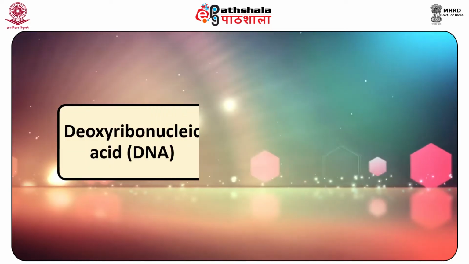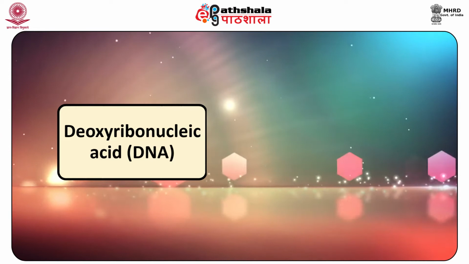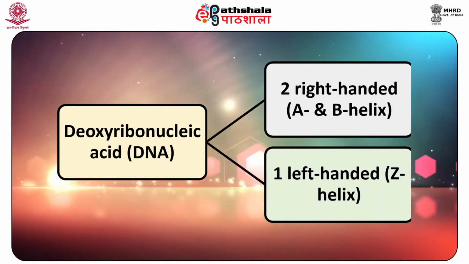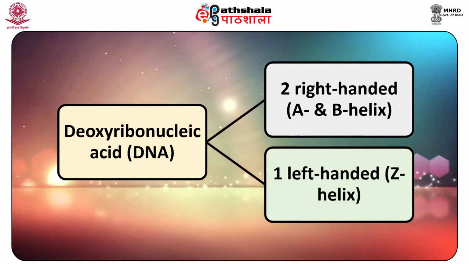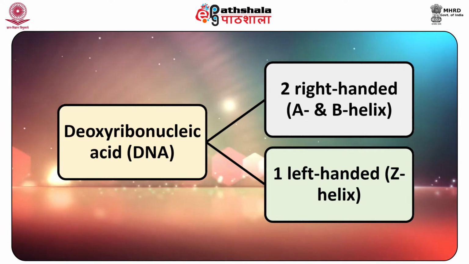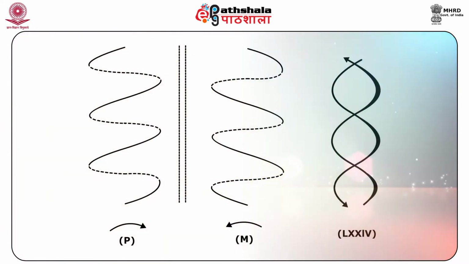A helically shaped molecule that is of great interest for chemists and biologists is deoxyribonucleic acid, commonly called DNA, which appears in two right-handed A and B helix types and one left-handed Z helix type. The DNA backbone is winded around the chirality axis.